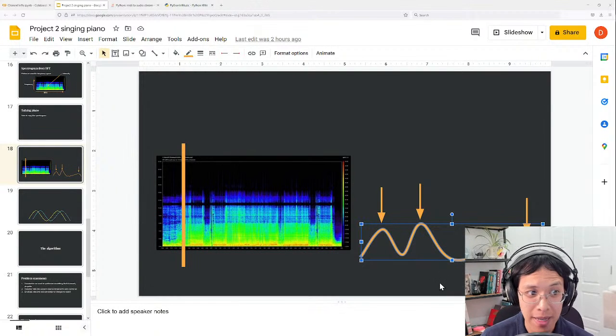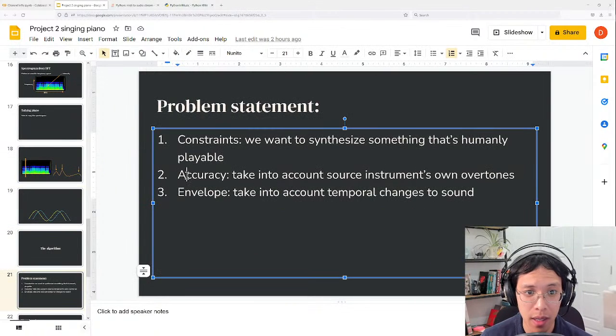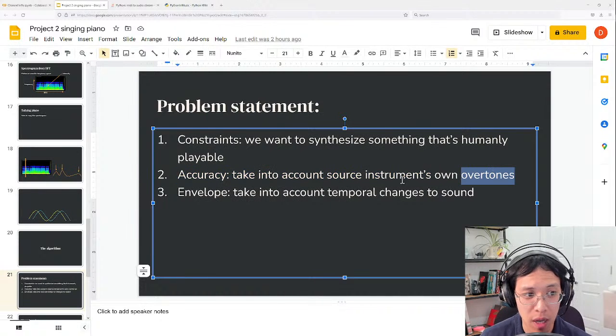But the problem is that the piano itself has overtones. So the piano itself has some squigglies. And when you throw a note on the piano at this bump here, you end up with these extra squigglies later down the line in the piano's overtones. And so those are extraneous, and maybe they'll mess up the quality of the sound you produce in the end. So that's why I say in order to improve the accuracy of this synthesis, we need to take into account the source instrument's own overtones, which in this case is the piano's overtones.